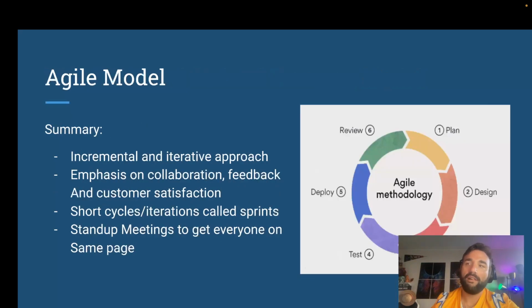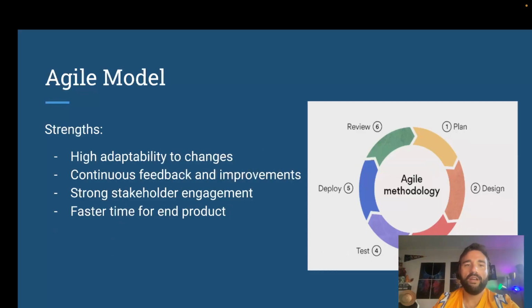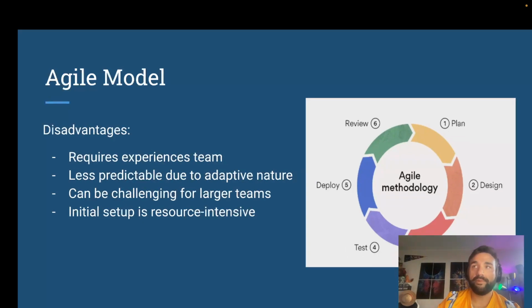Yeah. And our last one is going to be the agile model. Summary is an incremental and iterative approach, with emphasis on collaboration, feedback, and customer satisfaction. Short cycles, iterations called sprints, stand-up meetings to get everyone on the same page. Strengths are high adaptability to changes, continuous feedback and improvements, strong stakeholder engagement, faster time to end product. Disadvantages: requires an experienced team, less predictable due to adaptive nature, can be challenging for larger teams or distributed teams.